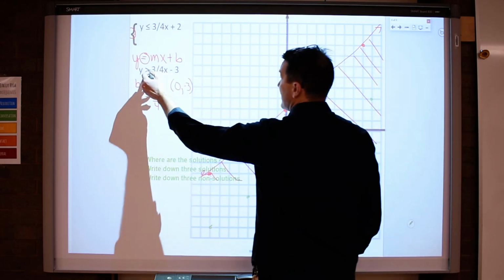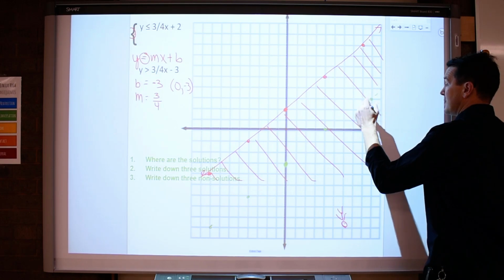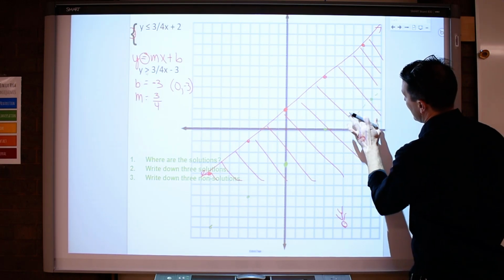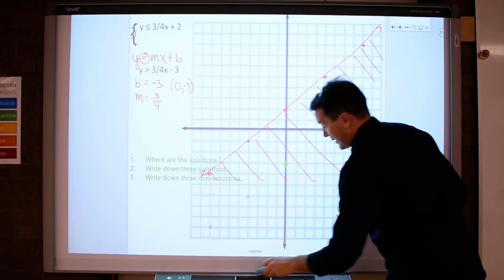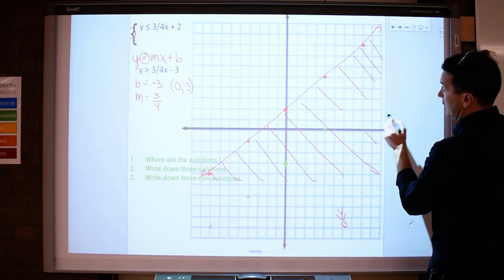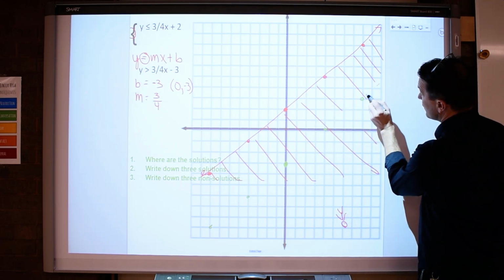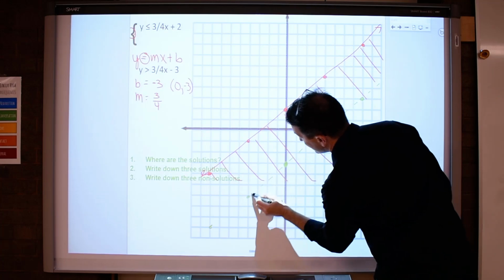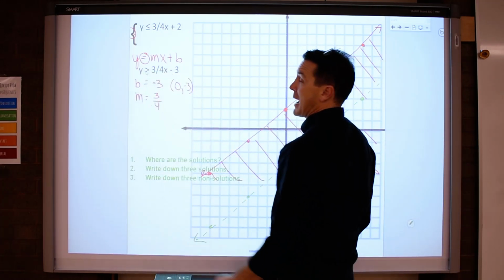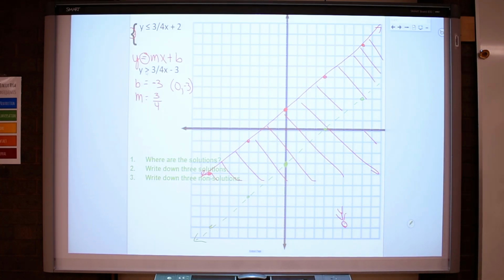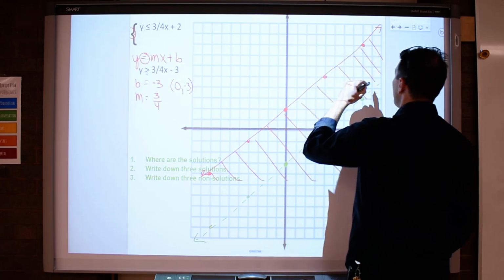And then I check, is this included? And the answer is it's not, because it doesn't have an equal sign, so this must mean that this boundary, up 3 over 4, will be a dotted line. And then I check, is there a mouse or a gator facing towards the y? It's a gator. Gator means greater, which means I'm graphing above the line.